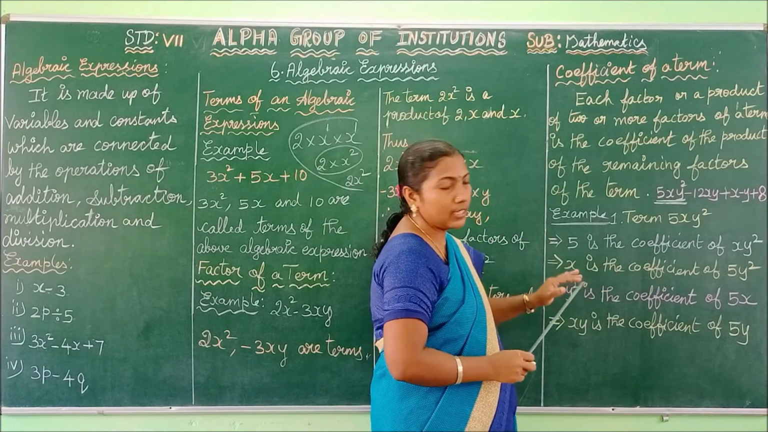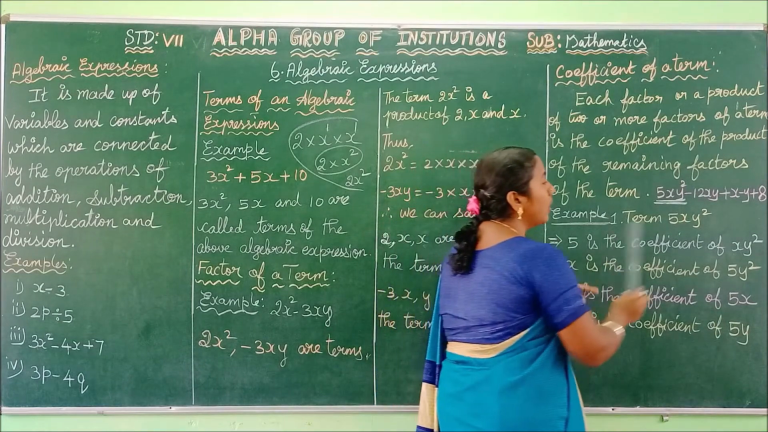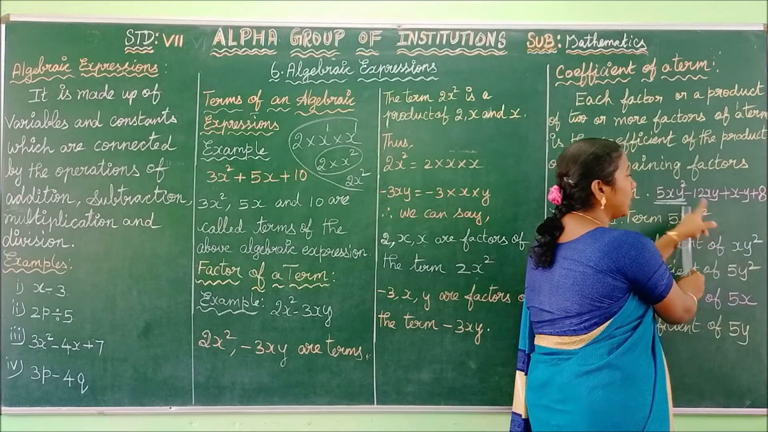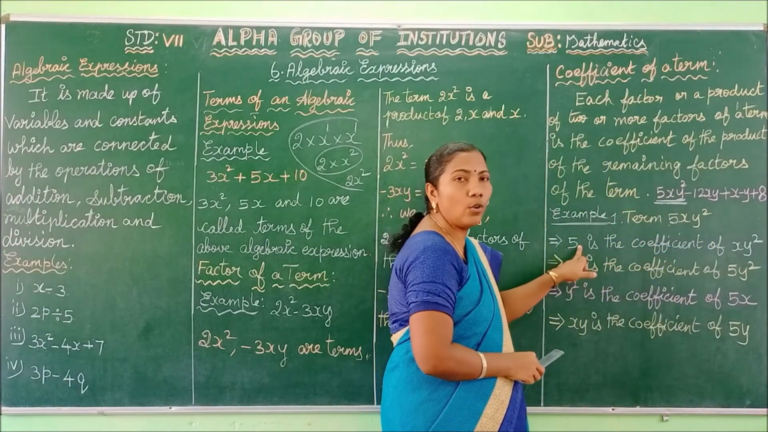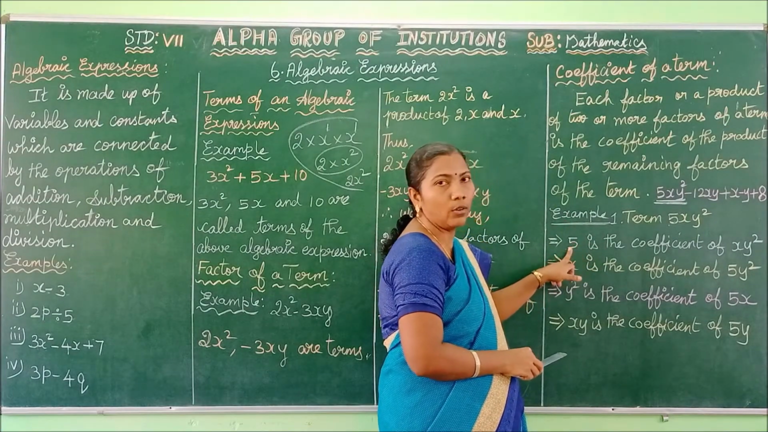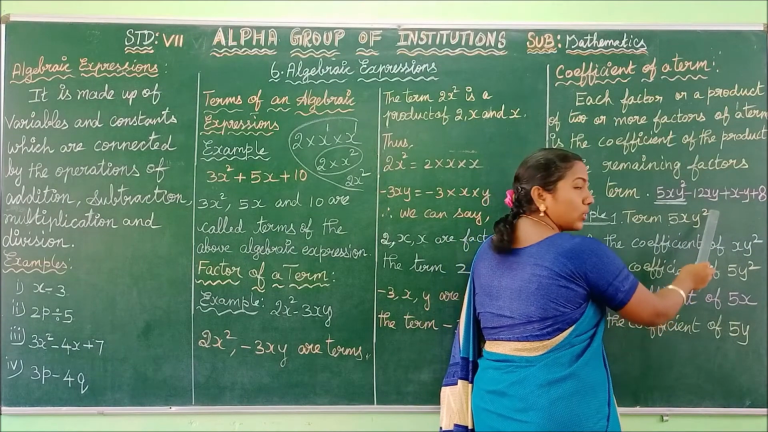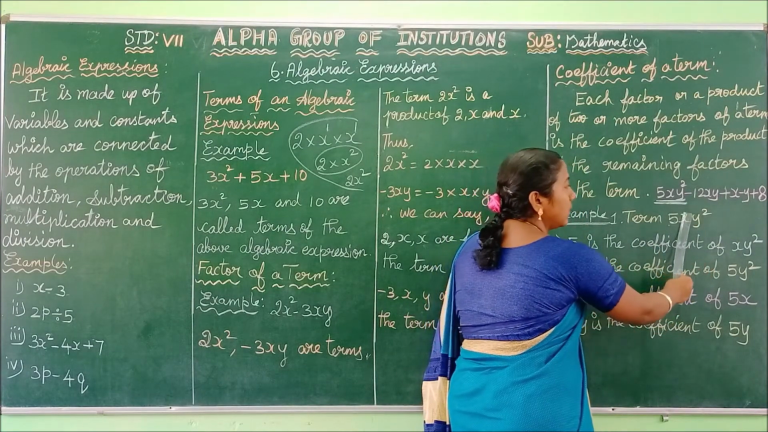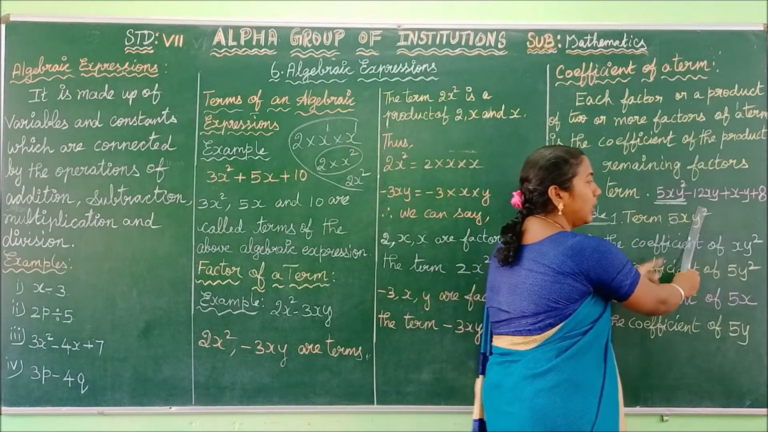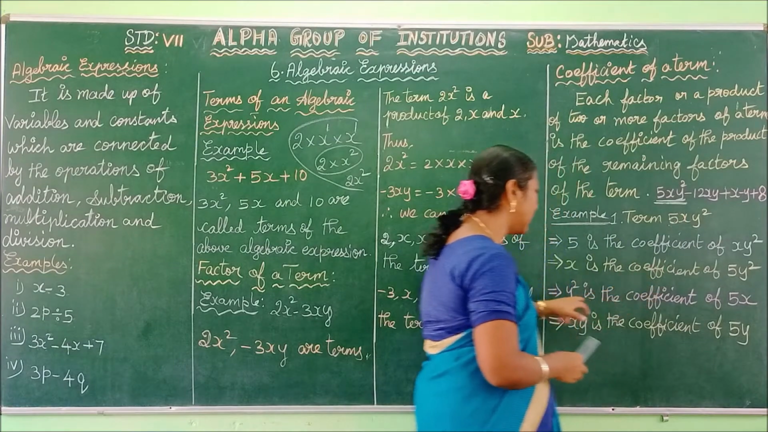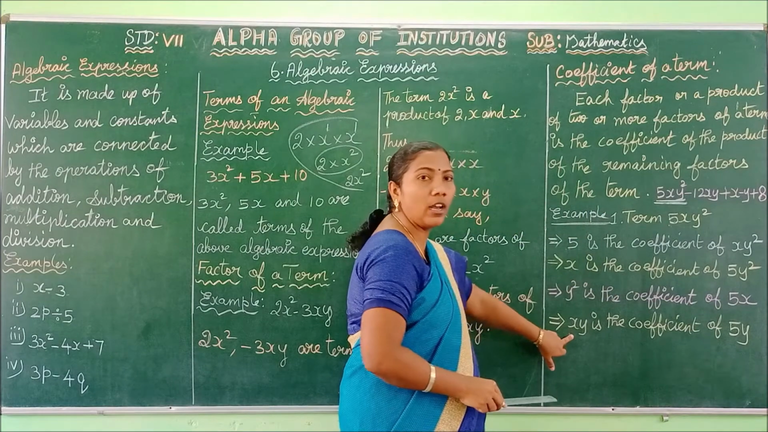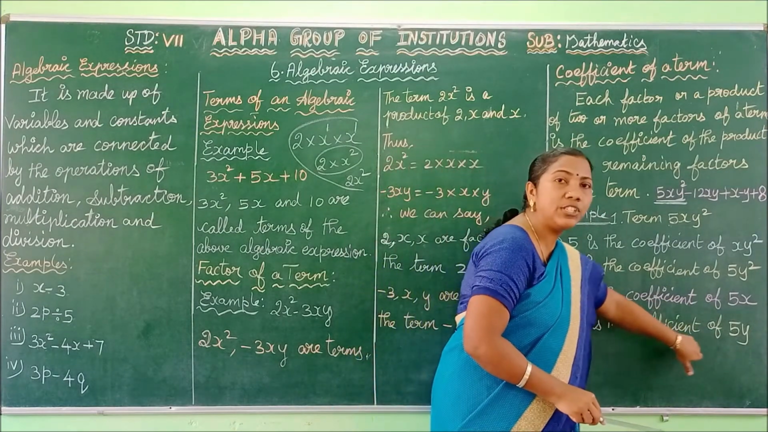Similarly, x is the coefficient of what? Hide x and read the remaining values: 5y square. You have to say the remaining variables and numbers except the one you hide. So 5 is the coefficient of xy square. Similarly, x is the coefficient of 5y square. Next, y square is the coefficient of 5x. Last one: xy is the coefficient of 5y.